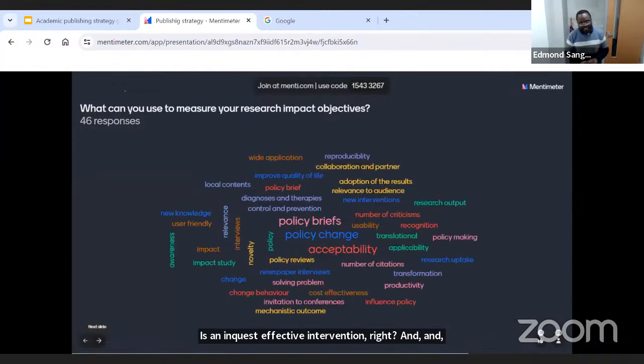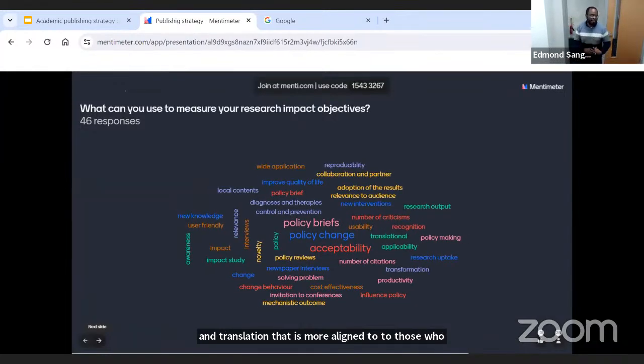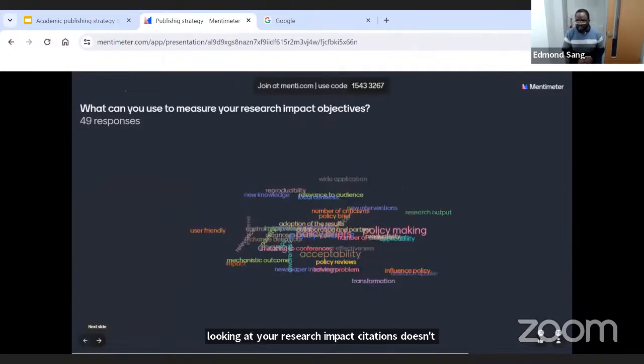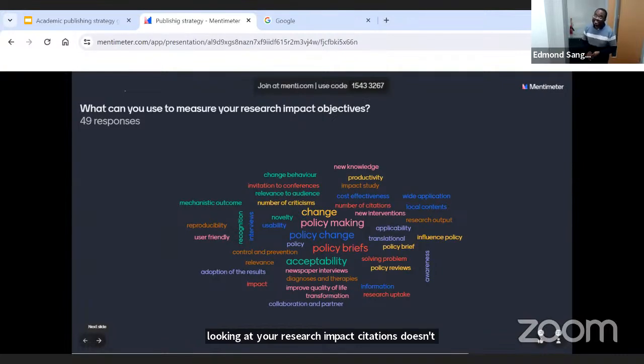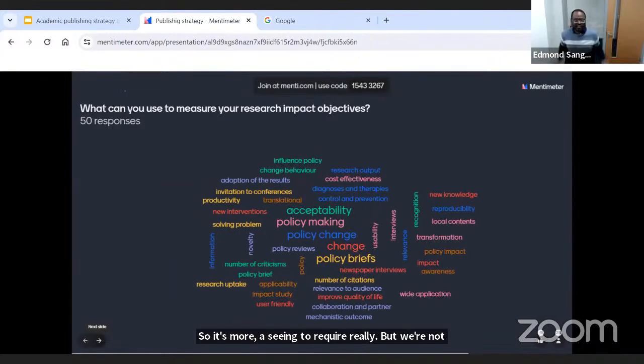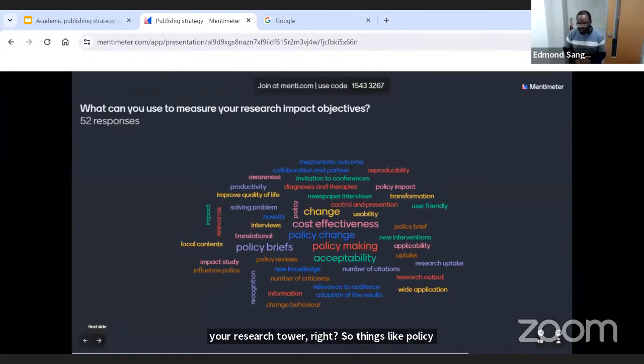Someone said citations. When you're looking at your research impact, citations don't really demonstrate impact. It's just talking about the conversations that are there about your paper by other people who are studying similar work to yours. So it's more of singing to the choir, really. But when we're talking of research impact, we're talking of the uptake of your research outside of your research tower, right? So things like policy reviews really talk more of that research impact.